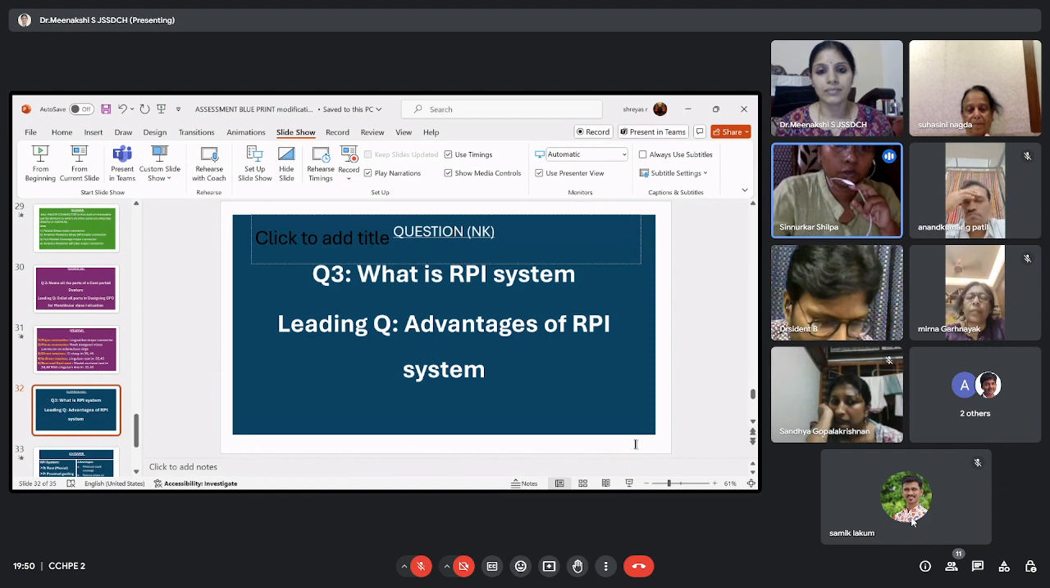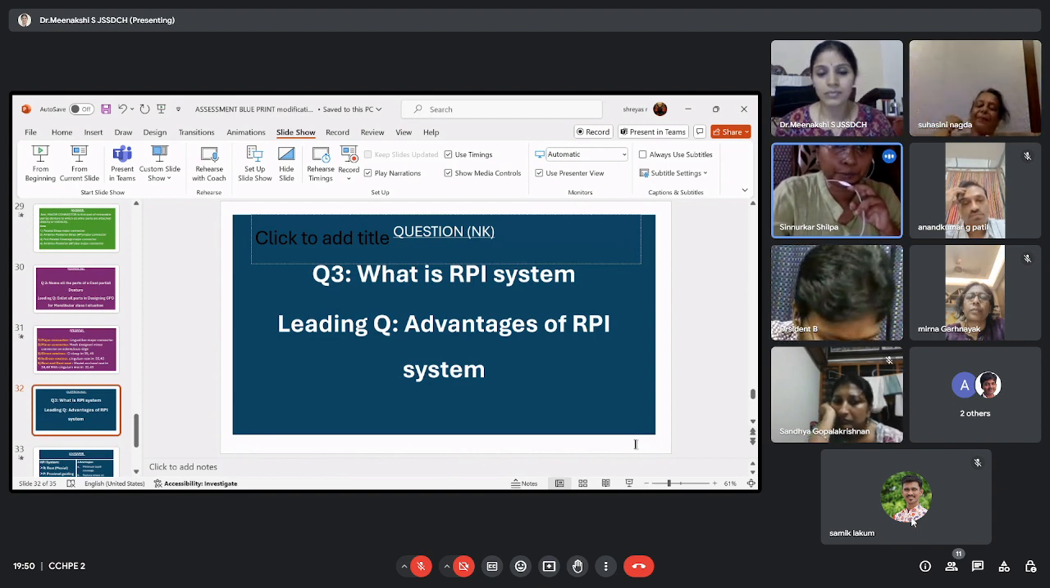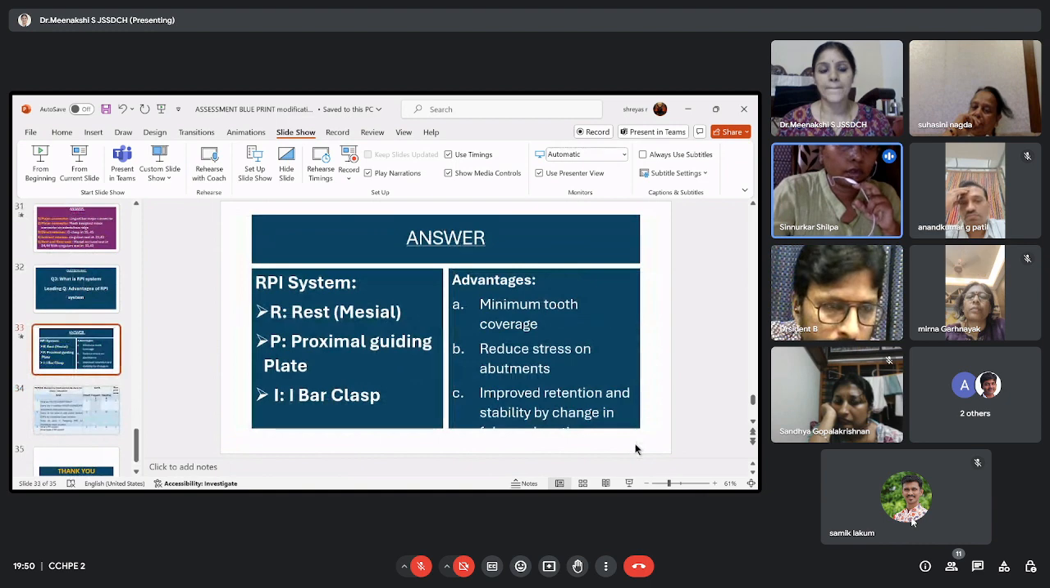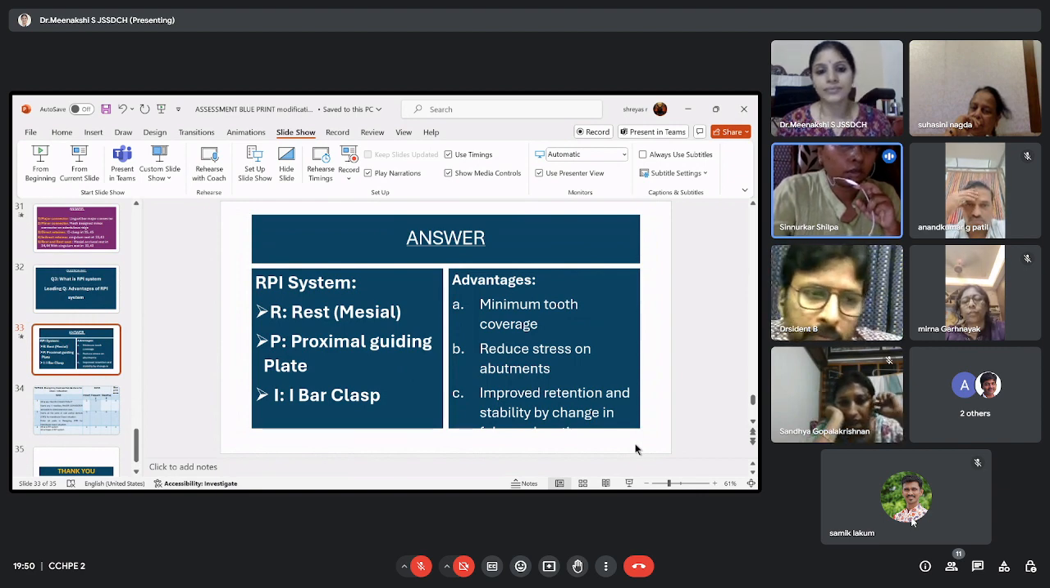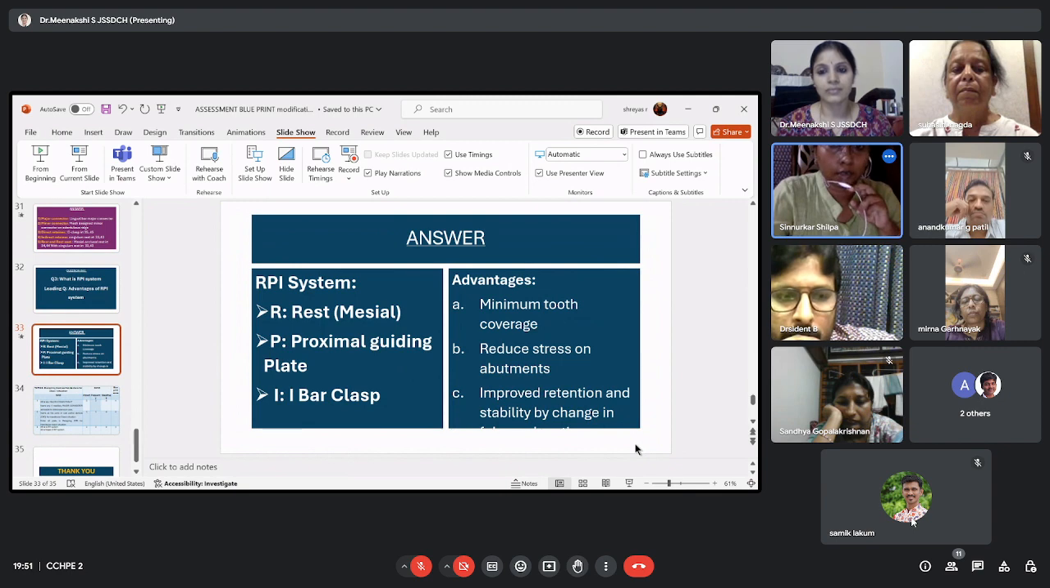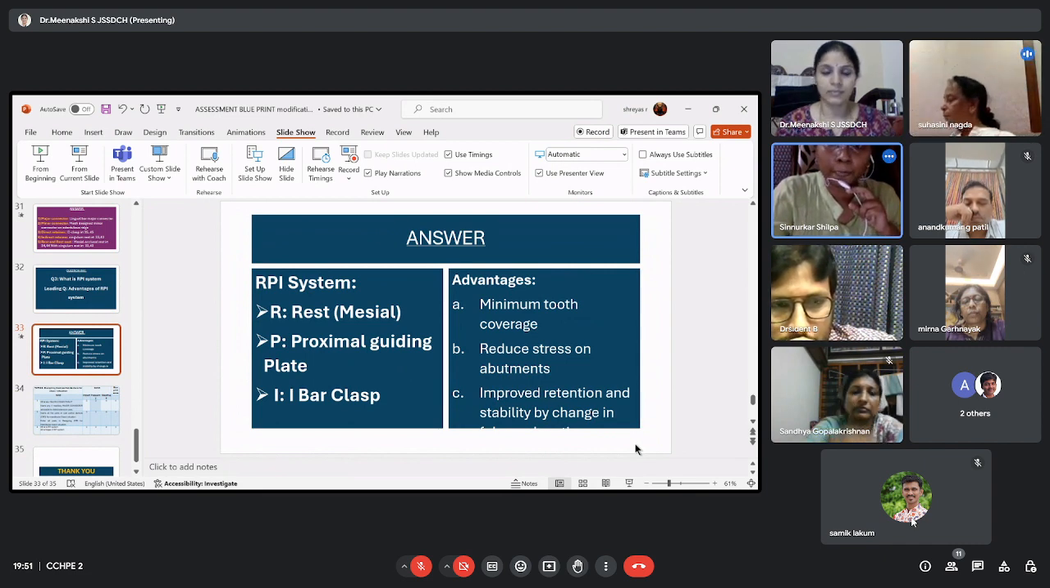Then the third, nice to know category. The first question will be, what is RPA system, and the leading question would be, what are the advantages of RPA system. So the answer is RPI, where the student will answer R stands for rest on the mesial surface of the distal extension area, P stands for proximal guiding plate, and I for the I bar clasp. And the advantages would be minimum tooth coverage, reduced stress on the abutment, and improved retention and stability by change in the fulcrum line.